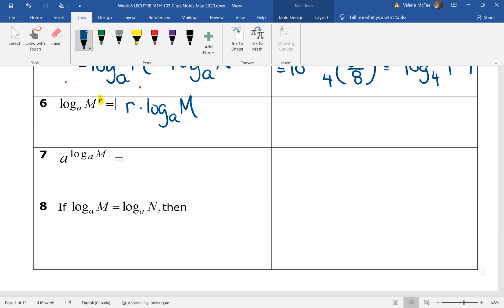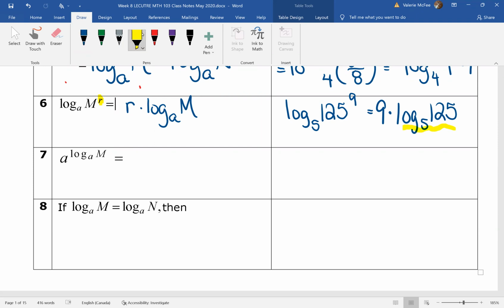For example, I wouldn't want to have to multiply 125 by itself 9 times and then determine 5 to what power gives me that number. So instead, we can take that 9 and write it as a factor of log base 5 of 125. 5 to what power equals 125? Well, I hope you know that 5 cubed is 125. So my log is equal to 3. This is 9 times 3, or 27.